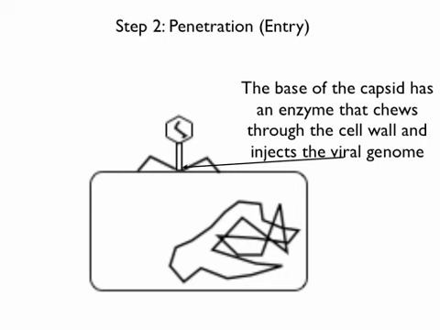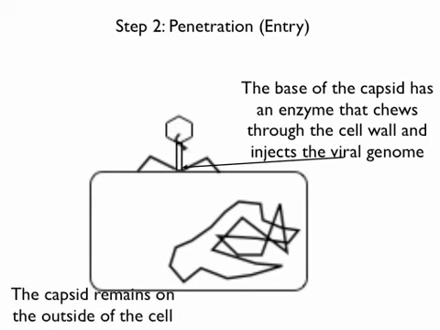It's going to sort of squirt its genome in, and it leaves the capsid on the outside of the cell, just sort of hanging around. It's now a dead shell. It could fall off, it could stay on, it doesn't matter.